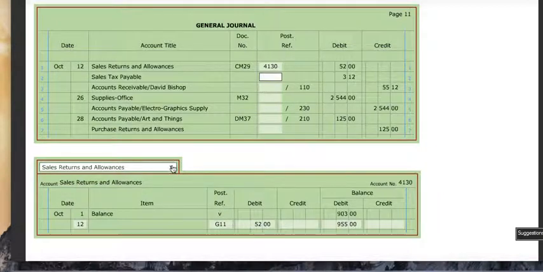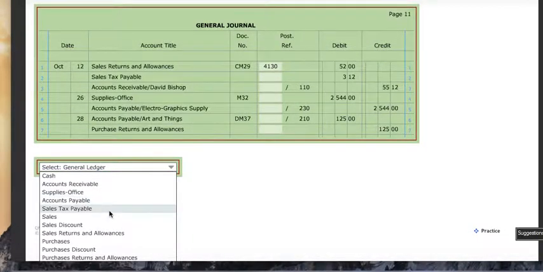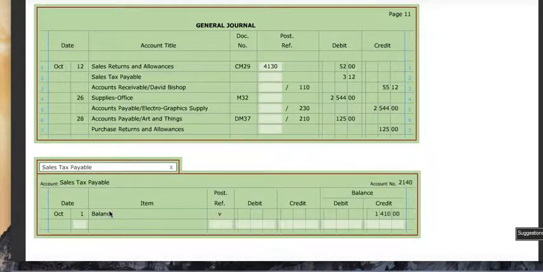Next one, sales tax payable. So open your sales tax payable ledger. Date is the 12th from G11, from General Journal, page 11. It is a debit of $3.12. So we have a credit minus a debit, so $14.10 minus $3.12 gives me $1406.88. And we need to take this 2140 and put it up here in our post ref, 2140.